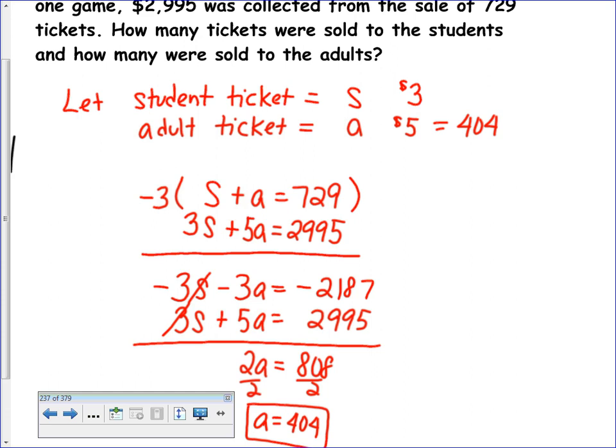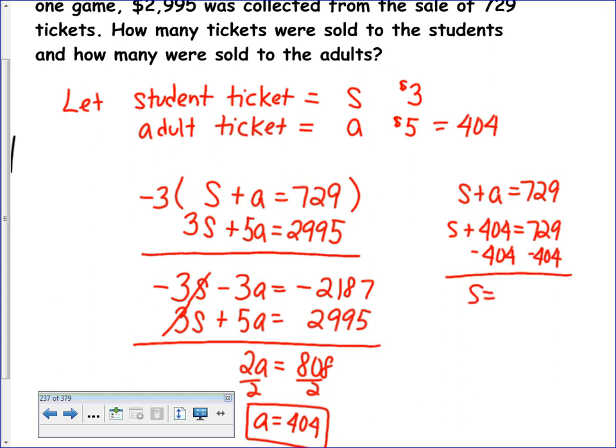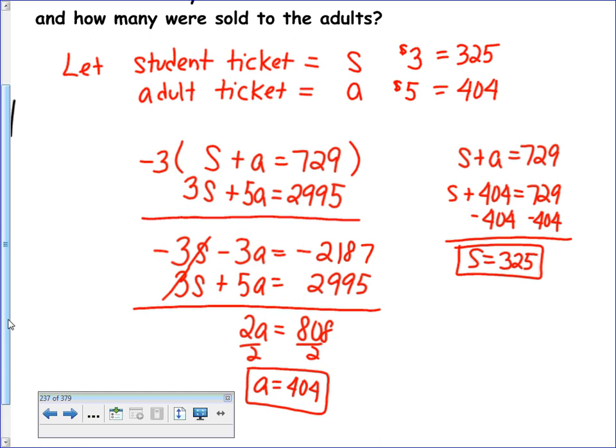Okay, let us now go back to find students. So student plus adult equals 729. And if I sold 404 adult tickets, I am now going to solve for student. And I get the number of student tickets to equal 325. So again, I'm going to now put this into my let statement, and I have to do a check. Again, make sure 325 plus 404 does equal the 729.